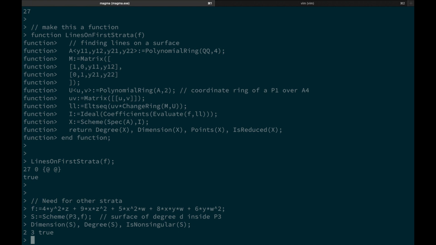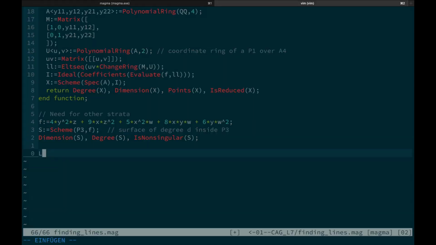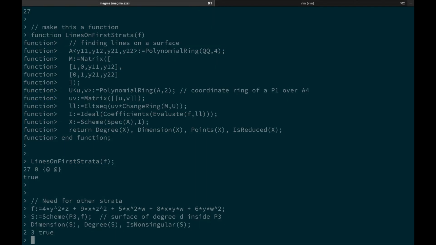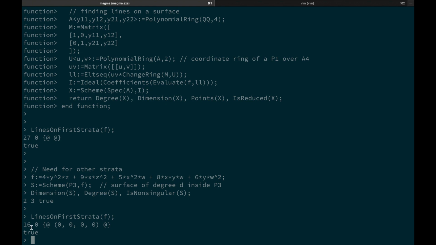And now if we were to count the number of lines inside of f, we will get something less than 27. We already have our function, so I can ask for lines on first strata. It says there are 16 lines. The dimension of x is 0, so as expected. There is in fact a rational point. So when yij's are all 0, I get an obvious line, and this obvious line ends up living inside of f. Also, the scheme is non-reduced, so the degree 16 is correct.